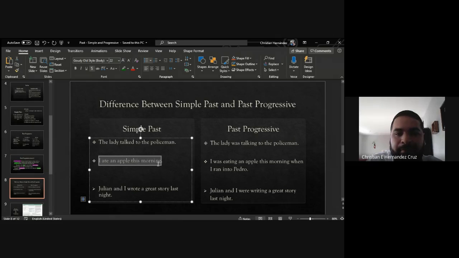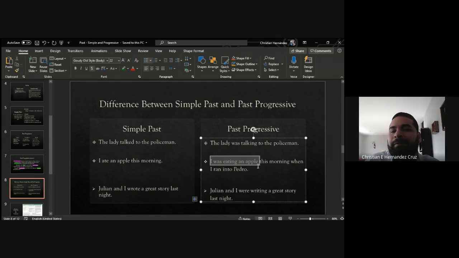So we have the simple past, which is I ate an apple this morning. And we know it's in the past because, as I said, of the irregular verb ate. To make it into the past progressive, we had to add a little bit of information. So I was eating an apple this morning. The same idea applies. All we did was change ate into was eating. And then we added this additional information, which is when I ran into Pedro. I was eating an apple this morning when I crossed paths with my friend Pedro.